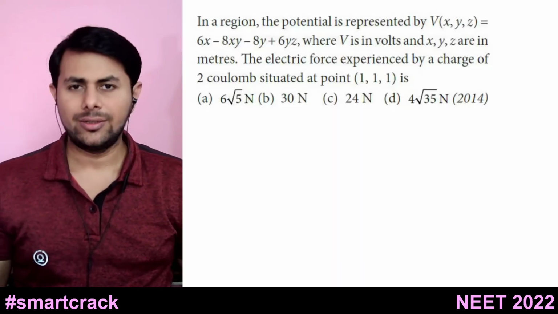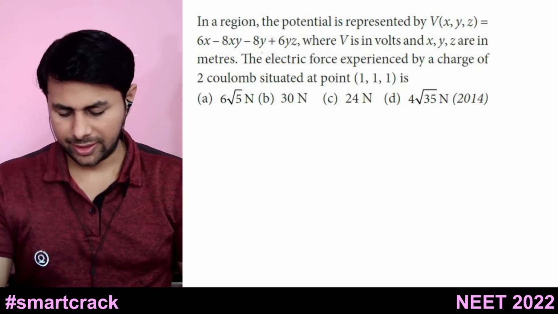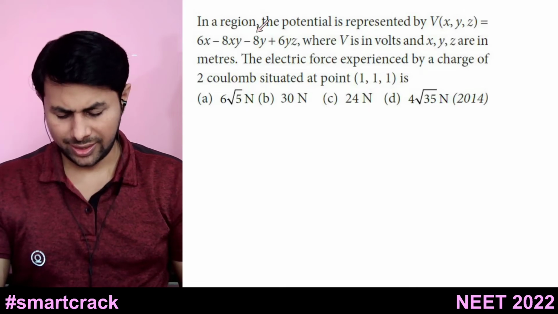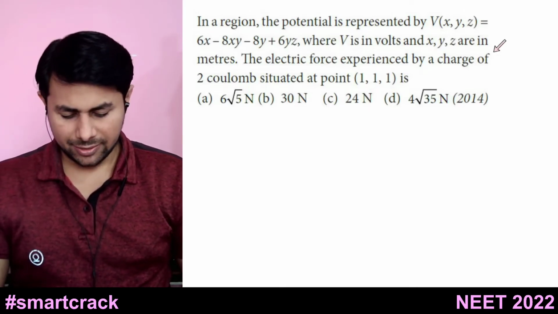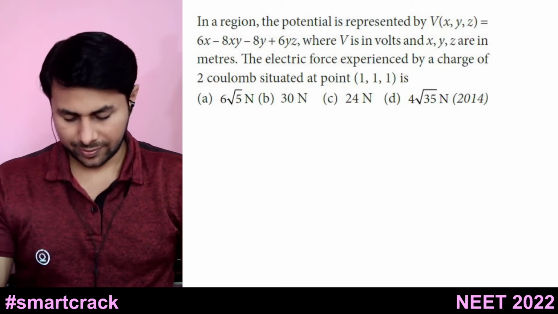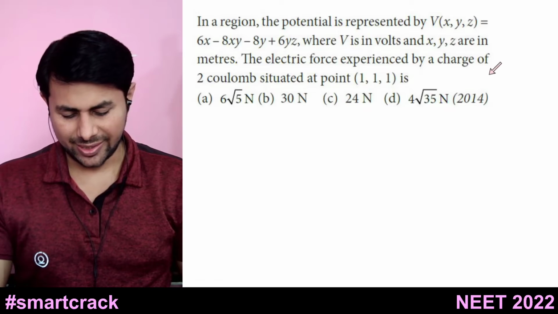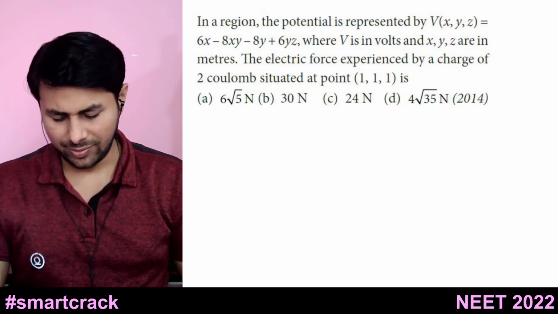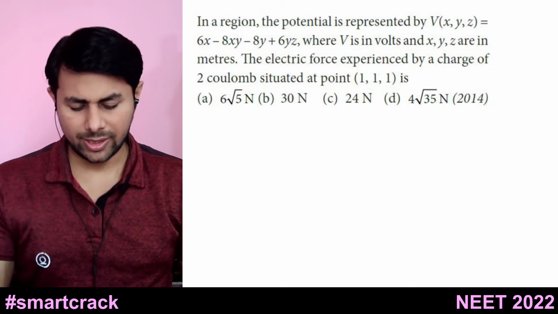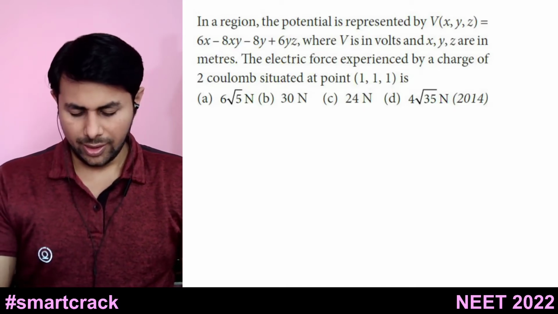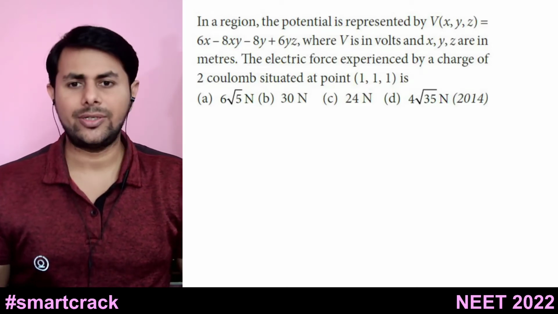All right. Let's move on to the next problem. In a region, the potential is represented by this expression. Again, we have a similar problem where V is in volts and x, y, z are in meters. The electric force experienced by a charge of 2 coulomb situated at point (1,1,1). So this is exactly similar to the last problem. We want to find out the electric force now. So first we have to find out the electric field.